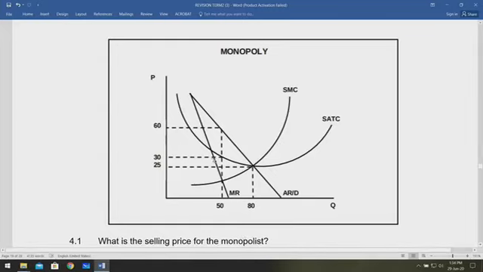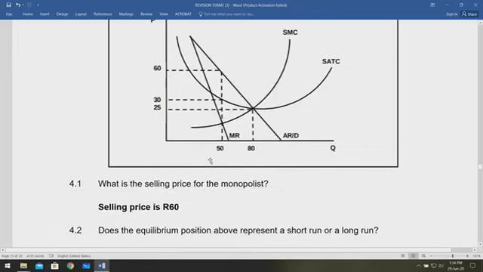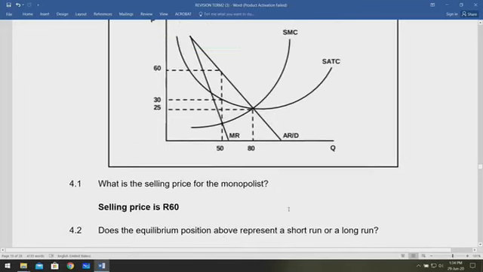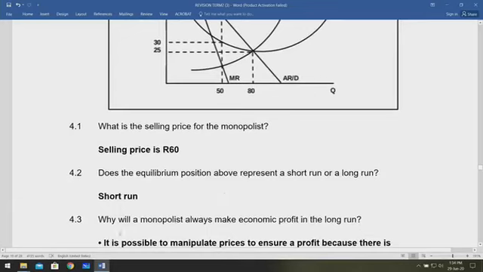Okay? And there's my MR, there's my MC. So that is where we would want to produce. So I go from that point, I go up to the average revenue curve, and I go across, and I see there that is at 60 Rand or 60, okay? Does the equilibrium position above represent short or long run? It says here SMC, which stands for short run, short run ATC. So that's why I know it is the short run.